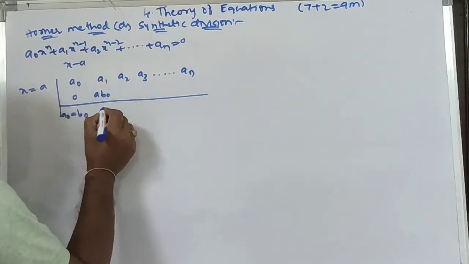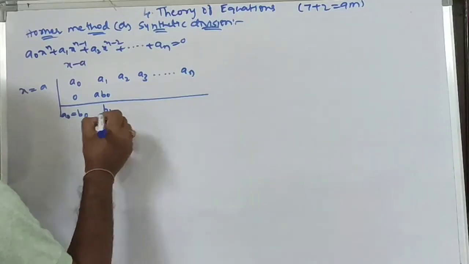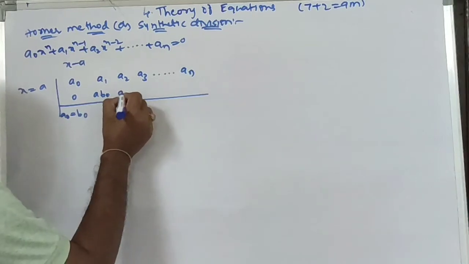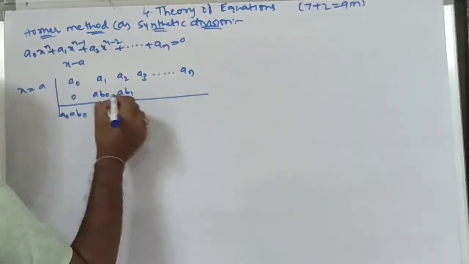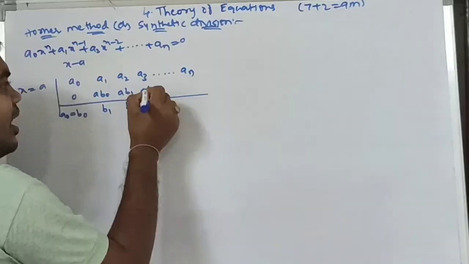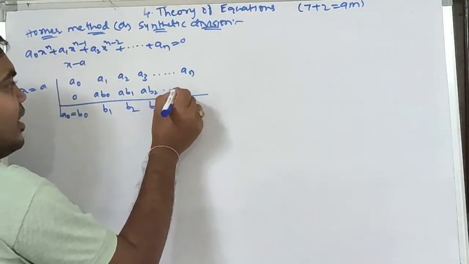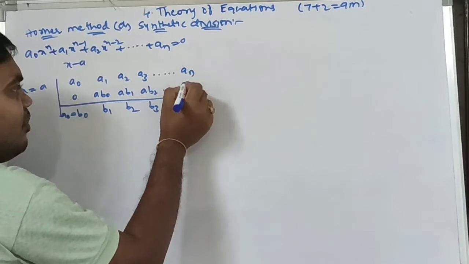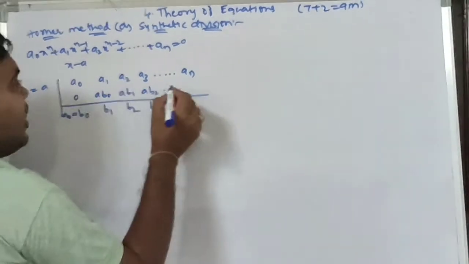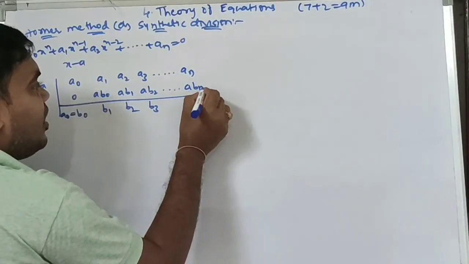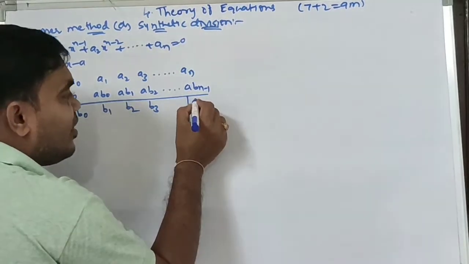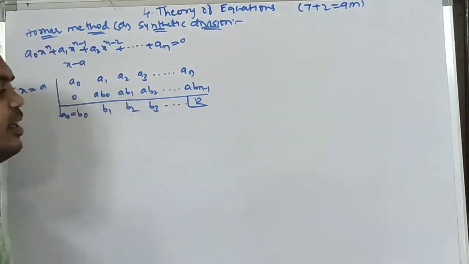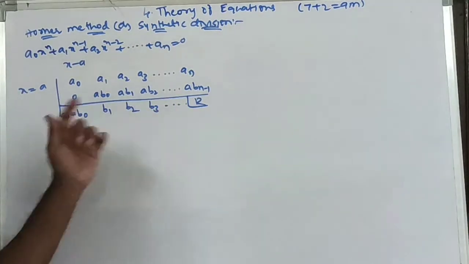If we are adding this one, we don't know the result. I am taking b1. A into b1, a b1. If we are adding the result, I am taking b2. A into b2, a b2. If we are adding, I am taking b3, like that. So previously, before this one, bn minus 1. A into bn minus 1, a bn minus 1. If we are adding, what will we get? So this is the remainder. So this is the division.